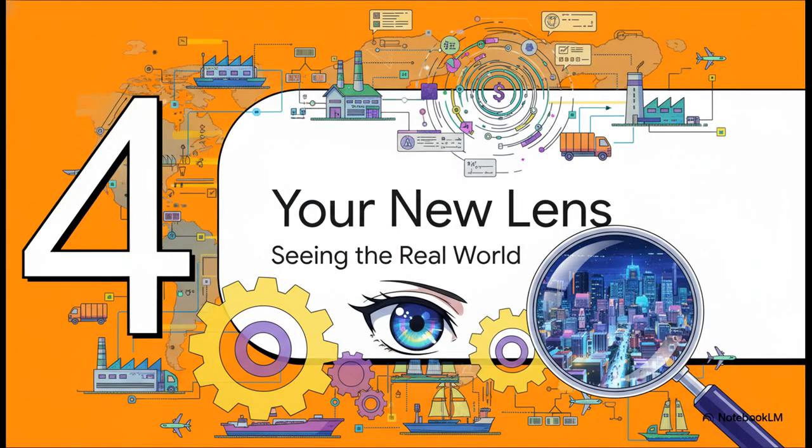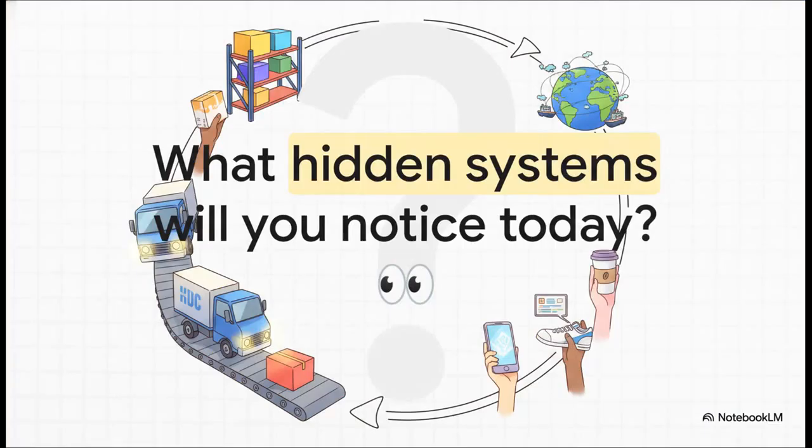So we have covered a lot of ground, from the theories that explain why things go wrong to the models that give us the blueprints for how to make them right. But this isn't just some academic exercise. This is your new lens for seeing the entire world. The next time you see a delivery truck or an empty shelf at the grocery store, or even just a product that was made halfway around the world, you're going to see it all differently.